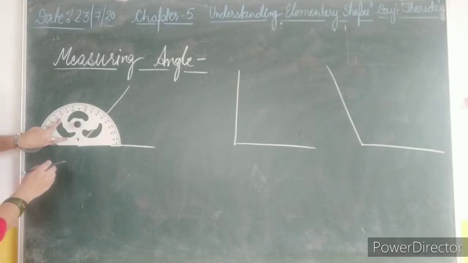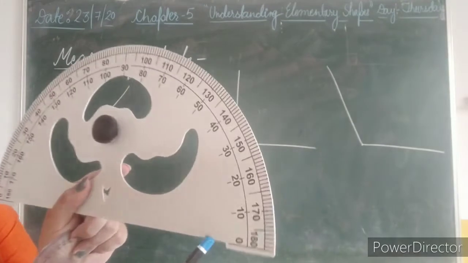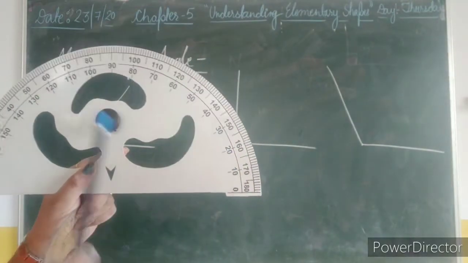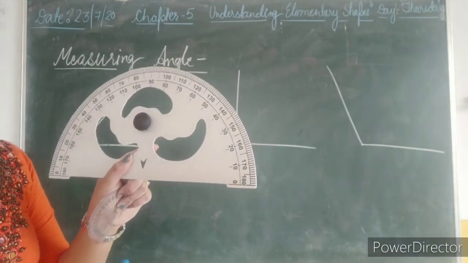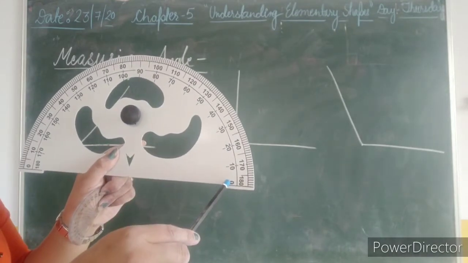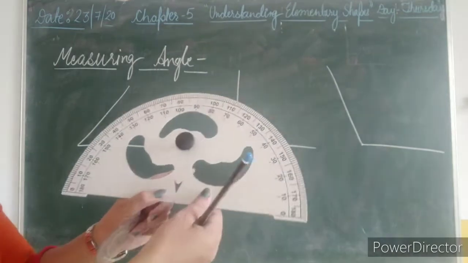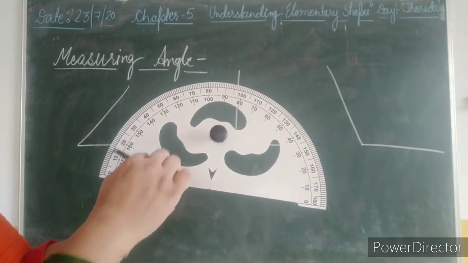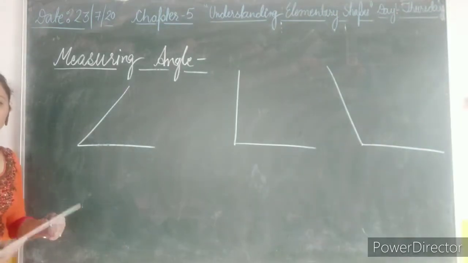Okay, so in your protractor you have two sets of numbers. First is this one, 0, 10, 20, 30, 40, and another one is 180, 170, 160. So obviously when you start your angle from this side, you will count from 0 to 180. Okay, and when you measure your angle from this side, just count from here 0 to 10. Okay. So now just check it for this angle.